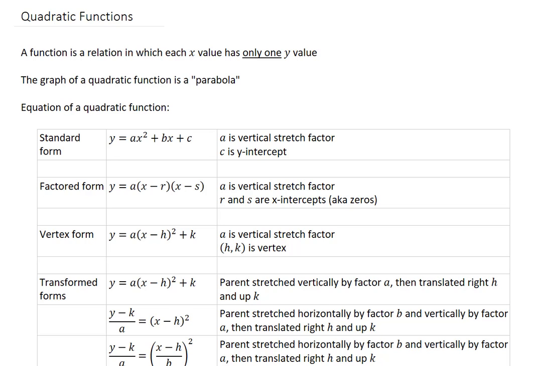When we have a quadratic function, the shape is a parabola. The equation of a quadratic function can be written many different ways. There's standard form, there's factored form, there's vertex form, and vertex form is just an example of transformed form. In other words, it shows the transformations of the parent quadratic function. The parent is y equals x squared.